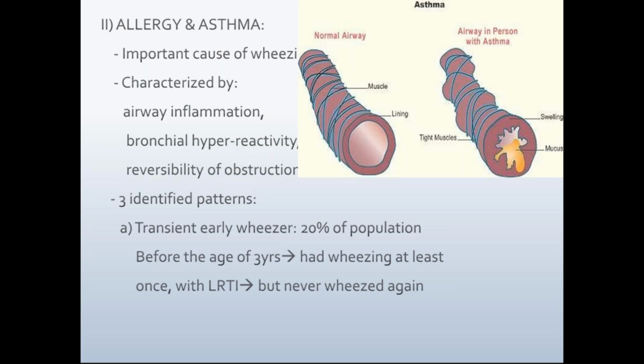It occurs before the age of 3 years, had wheezing at least once with LRTI, but never wheezed again. So you have to know whether the child is a transient wheezer or not. In your history, suppose some 5 year old child presents with wheeze, you have to know in the preceding history whether the child had a wheeze or not. If the child had a wheeze at least once with LRTI, only that episode, no other episode of wheeze again, then we call it a transient early wheezer. Only once with LRTI before the age of 3 years.